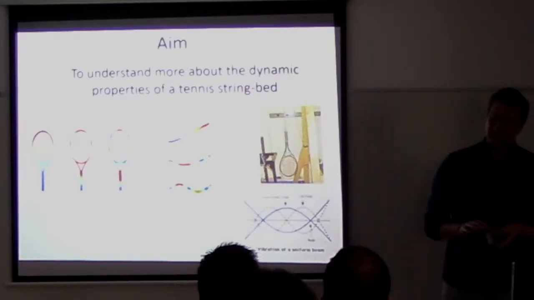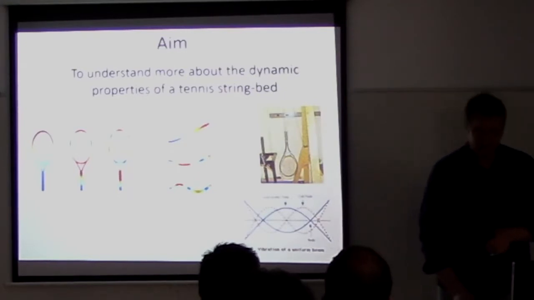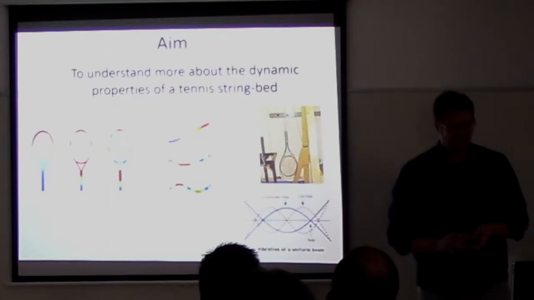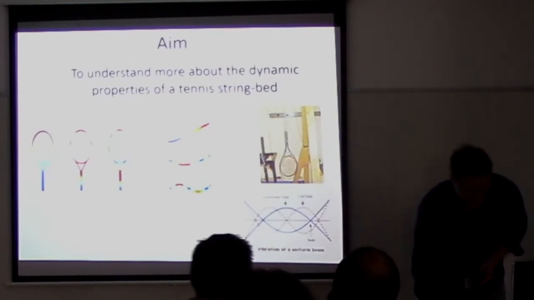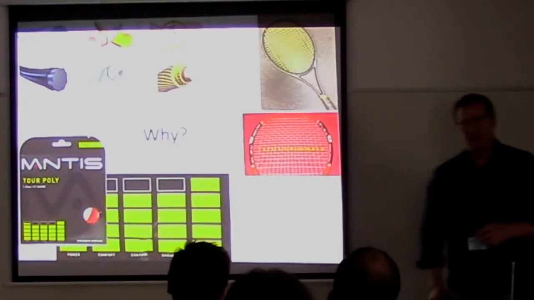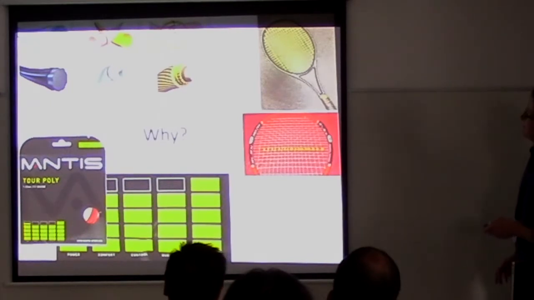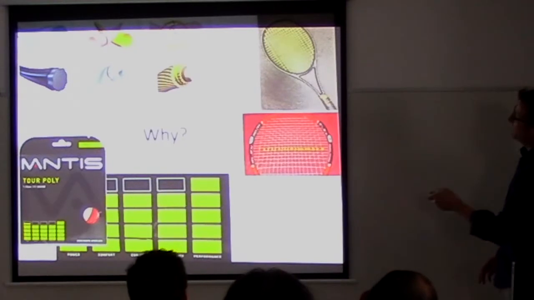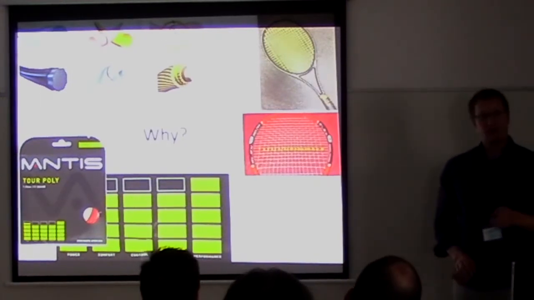So I thought it would be nice to look at a different area, particularly the string bed, because ultimately it's the only part of the racket that's in contact with the ball. But why then look at strings? Slightly obscured, but we can see just along the top, we have a whole range of materials.